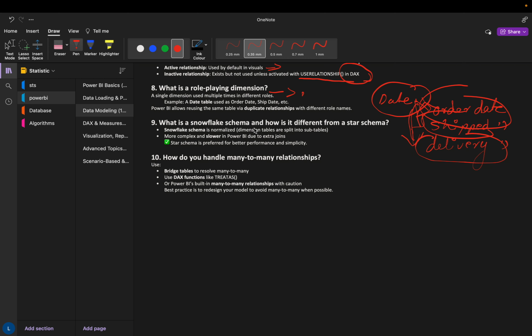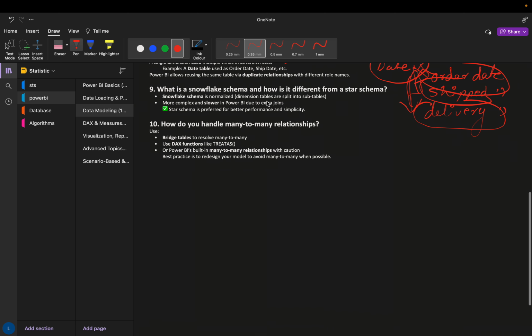So you can simply define role-playing in Power BI as how a single dimension column is used multiple times in different roles.